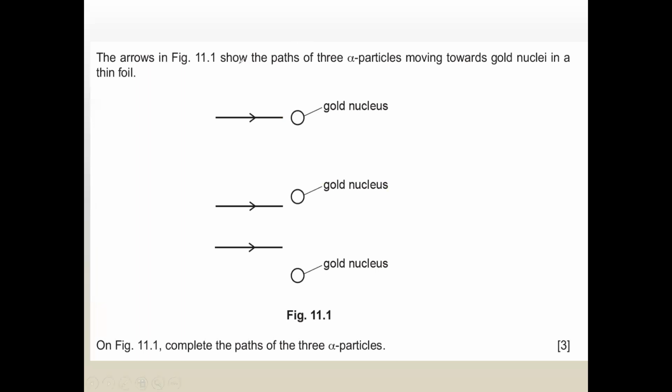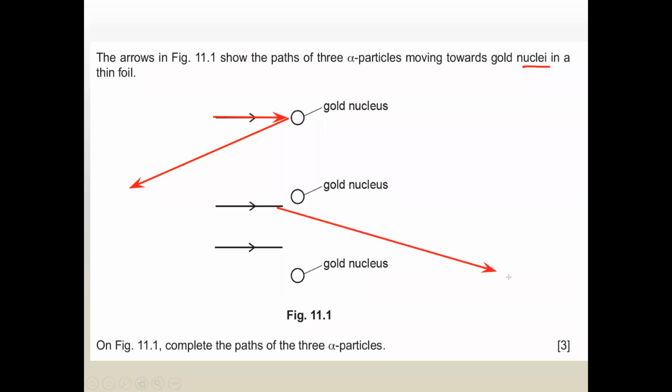The arrows in figure 11.1 show the paths of three alpha particles moving toward the gold nuclei in a thin foil. On figure 11.1, complete the paths of the 3 alpha particles. Look, the first one is moving directly towards the nucleus. If it is moving directly towards, what will happen? It will bounce back.